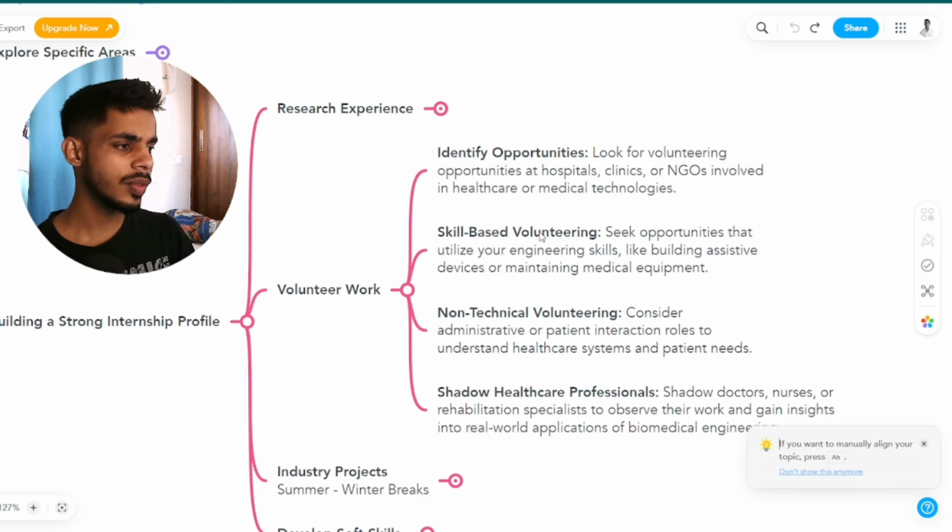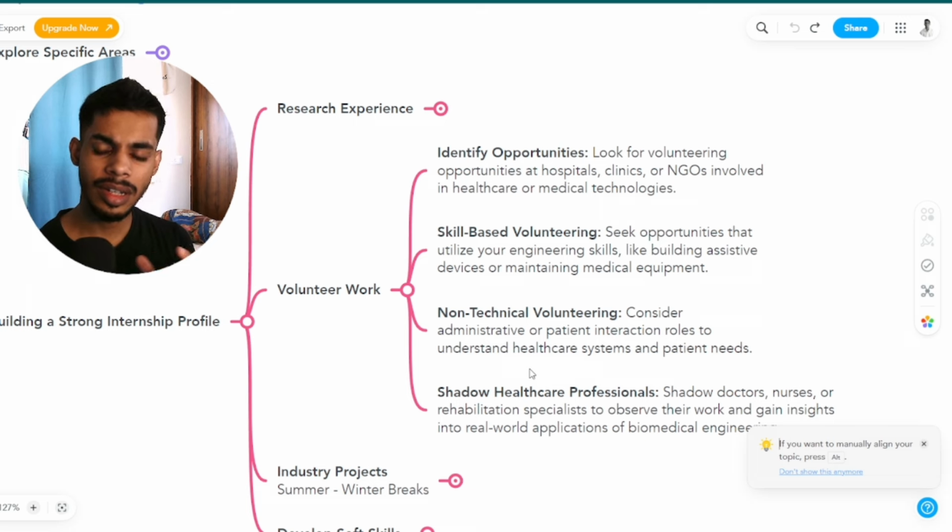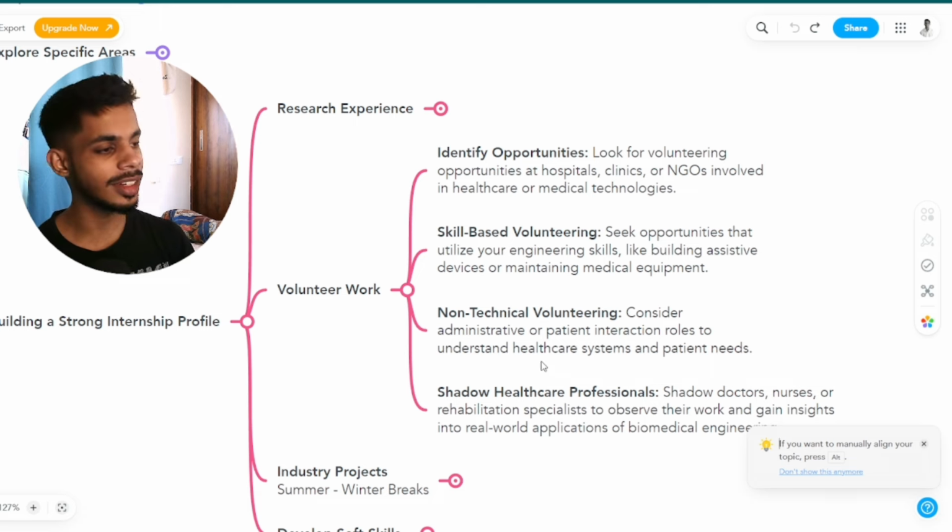Skill-based volunteering, wherein, let's say you have a specific skill set, you can take a workshop on that skill set and help other people learn the skill that you have acquired over time. Non-technical volunteering, wherein you can just go and interact with the patients, understand what their problems are and what the healthcare system requires to solve these problems that the patients are facing.